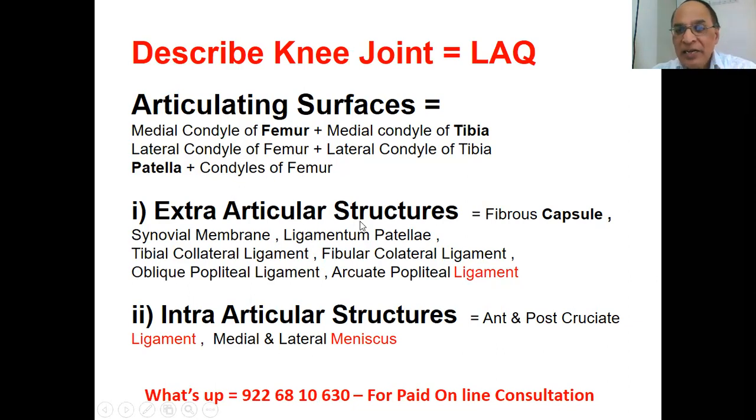Now, extra-articular structures outside. What are those? Fibrous capsule. Every joint has a capsule. Synovial membrane. Ligamentum patellae. Tibial collateral ligament. Fibular collateral ligament. Oblique popliteal ligament. And arcuate popliteal ligament. So you have to remember these names of the ligaments. Then intra-articular structures: anterior and posterior cruciate ligament, and medial and lateral menisci. Okay, so these are the extra-articular structures and intra-articular structures.